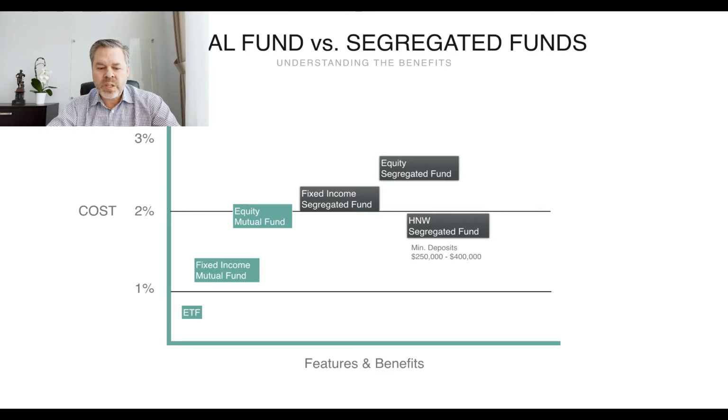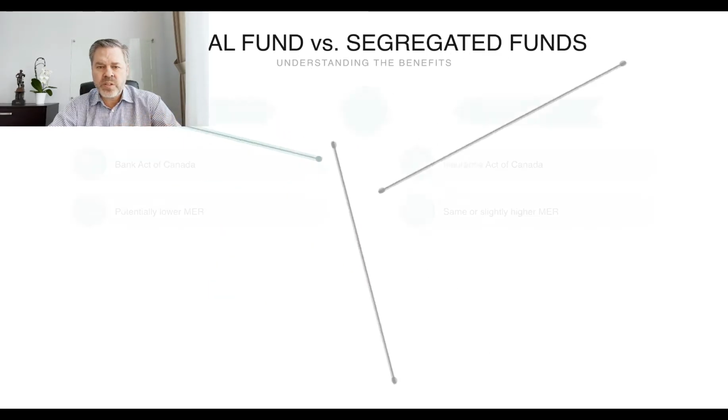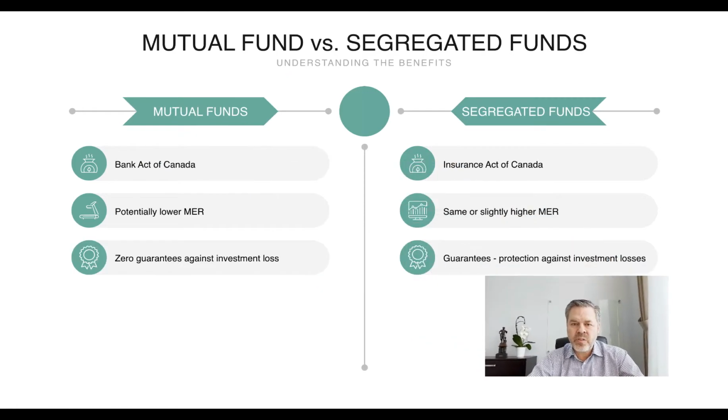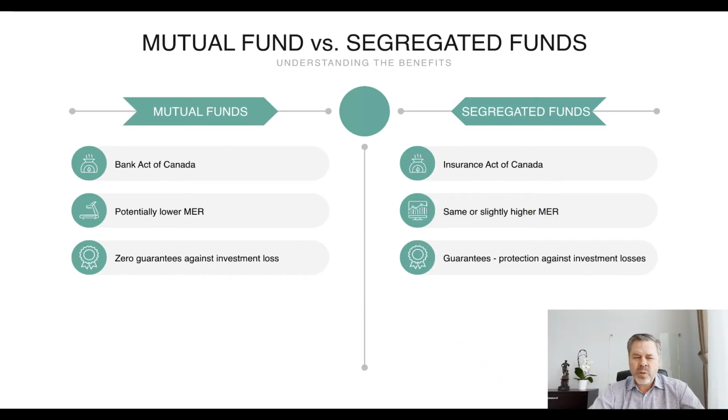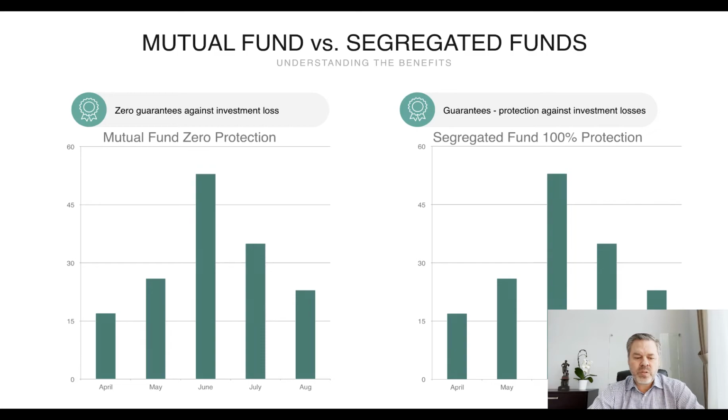Now, how do you get lower MERs with a segregated fund? When you deposit more money in a segregated fund, most of the companies vary, but let's say 250,000 to 400,000, they're going to offer you a lower MER. That MER is actually very competitive to an equity mutual fund. So you could have the benefit of a lower MER, but get all the guarantees you would get with a segregated fund. And what are those guarantees? Why are they so important? If the fees are higher than a mutual fund, why would somebody go to a segregated fund? Let's talk about those things.